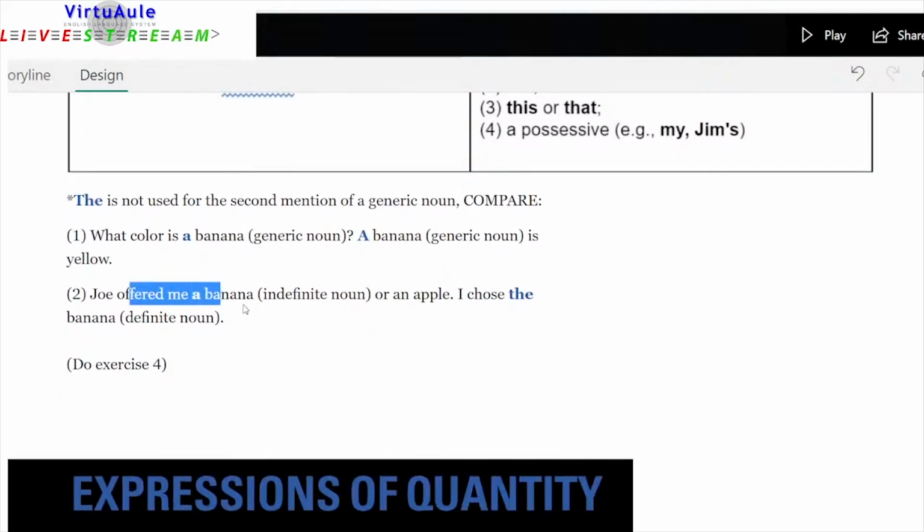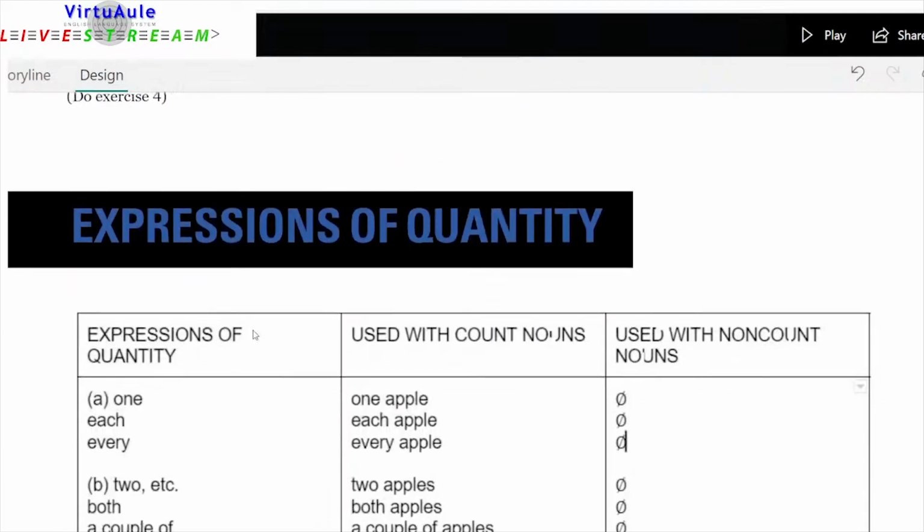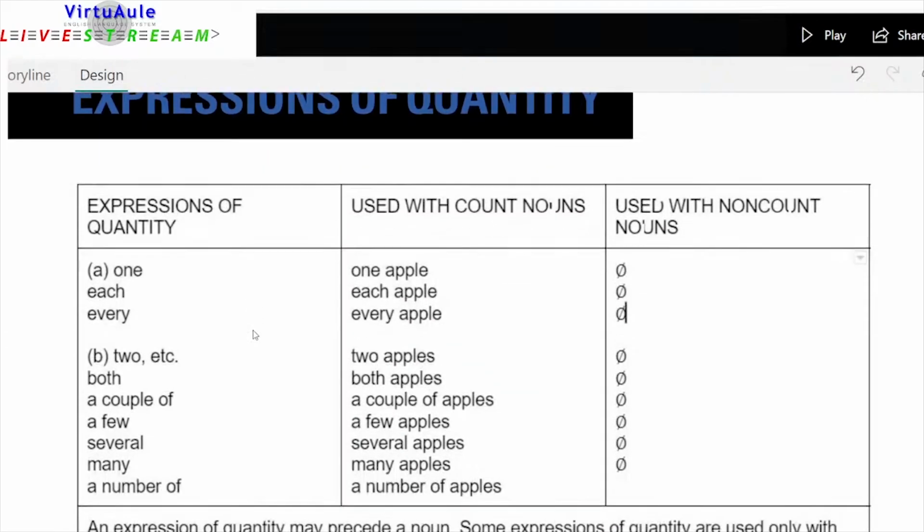Joe offered me a banana. Now it's very, very indefinite, or an apple. I chose the banana because I'm sure that this is the banana we're talking about. It's definite.